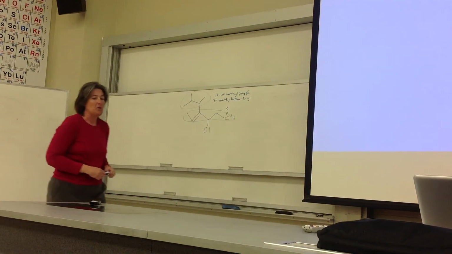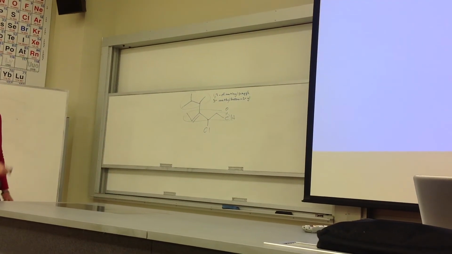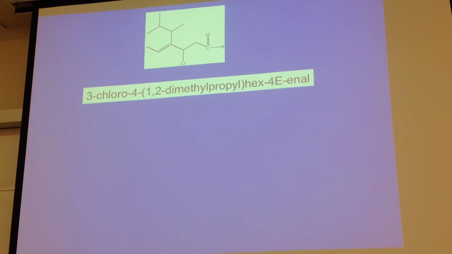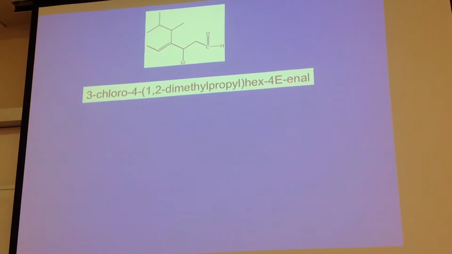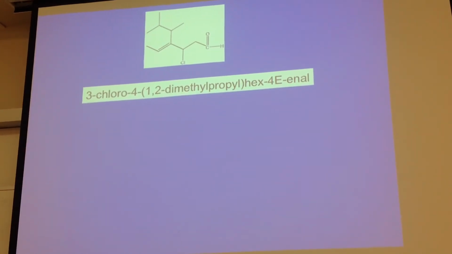All right, so the name of this guy, I think I did old school. I did 3-chloro, 4, parentheses, 1,2-dimethylpropyl, 4-ene-al. And notice that, once again, kind of like what Gabe was asking, with an alkene or an alkyne, that gets sucked into the parent name. It's never listed out front.